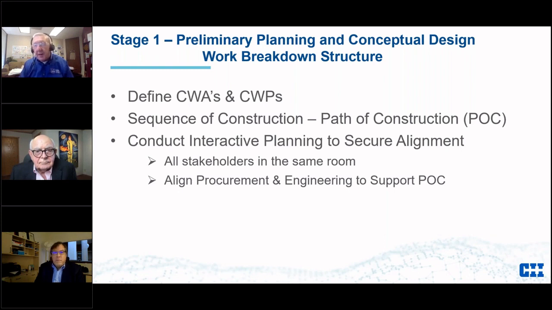And then we're going to conduct that interactive planning. This is where we secure alignment with all stakeholders in the room, and it's really procurement and engineering. The question is, can you support this path of construction? If there are any issues, we need to identify them. We need to identify the risk and see if we can mitigate it, or we need to adjust our path of construction to something more realistic. So let's go to the next slide.